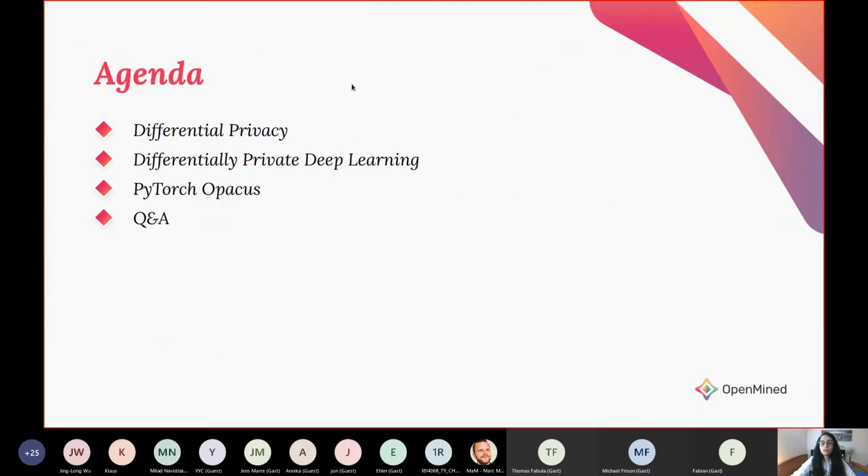So the brief agenda of today's talk is first, we're going to be talking about differential privacy, followed by differential privacy in deep learning. Then we talk specifically about the PyTorch Opacus library, how it's used, followed by your Q&A.